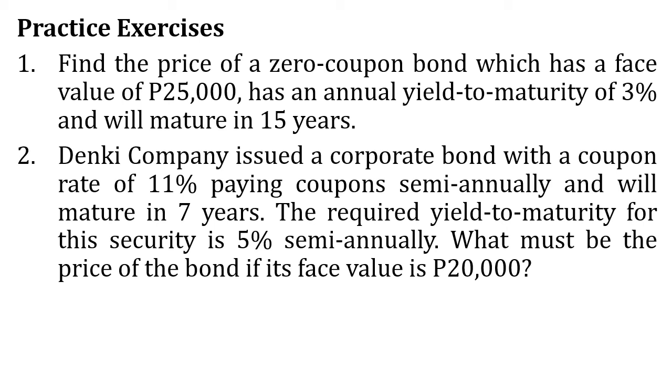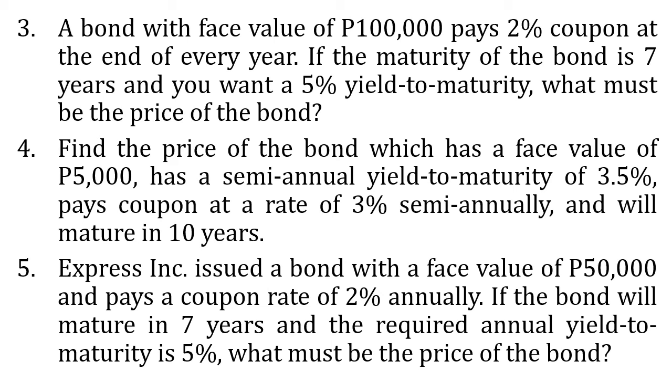In this case, class, 11% is the coupon rate, I'm sorry, I, and N is equal to 2 because semi-annually. And then R, the yield to maturity, is 5% or 0.05. M is semi-annually, so 2. Number 3, a bond with face value of 100,000 pesos pays 2% coupon at the end of every year. If the maturity of the bond is 7 years and you want a 5% yield to maturity, what must be the price of the bond?